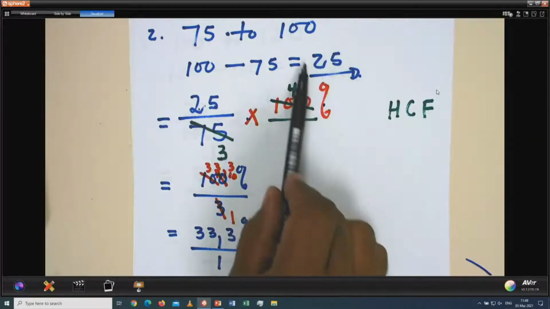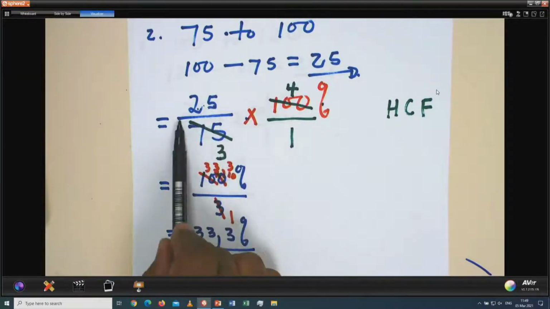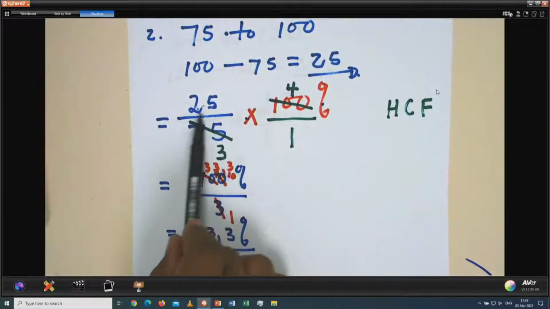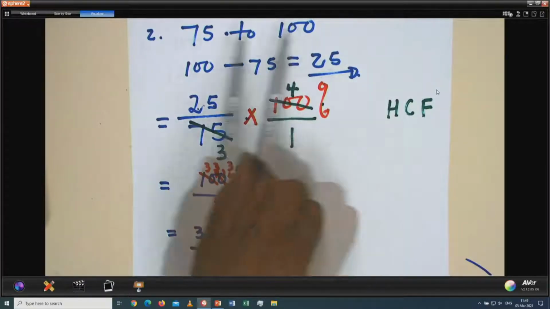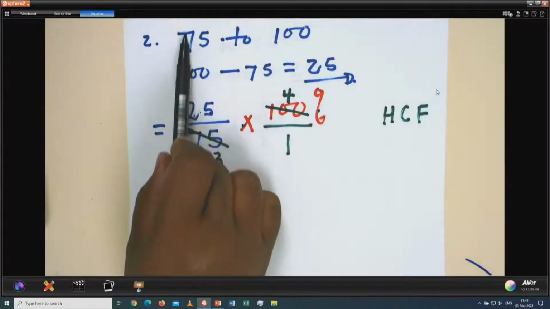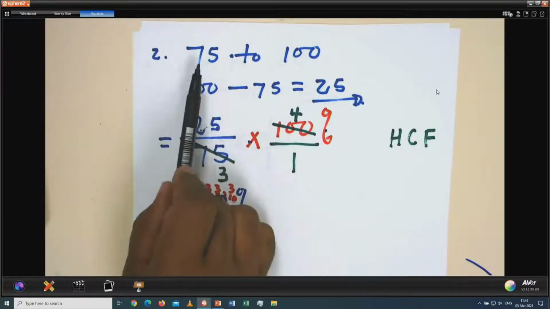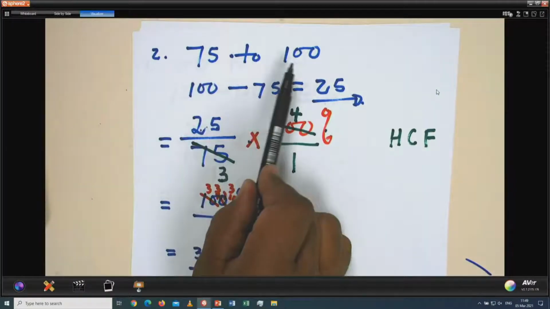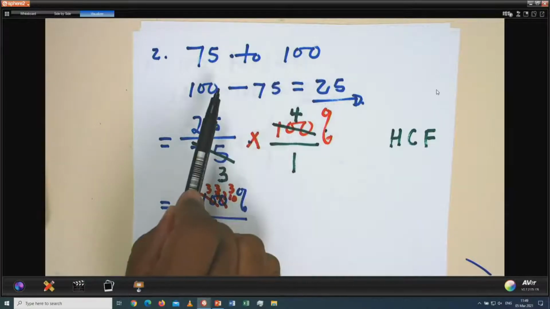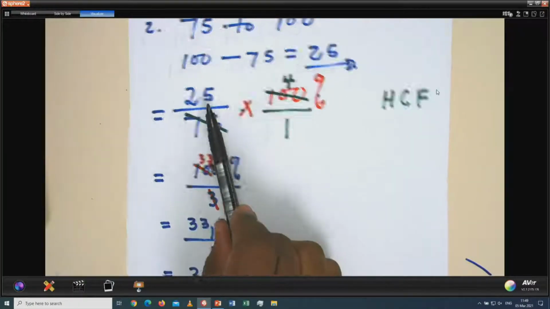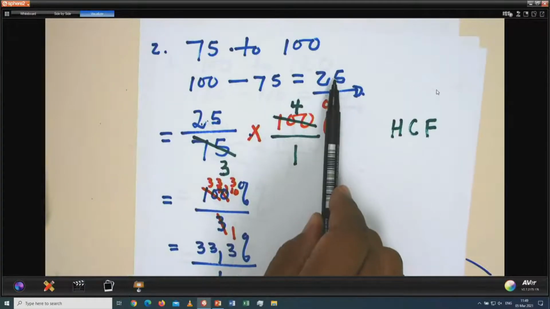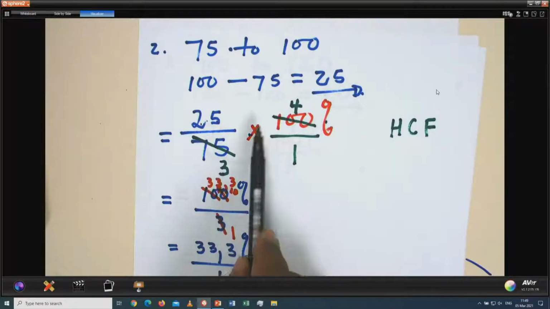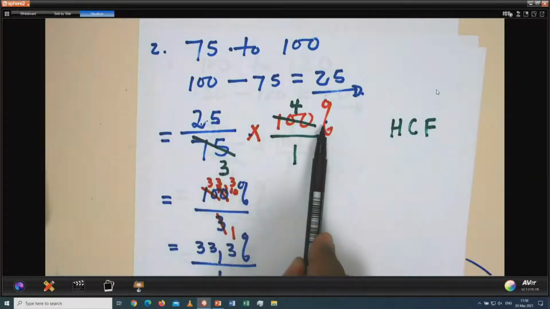Then now we say the difference, 25, divide by what? The original amount. Was it 100 or 75? Definitely it was 75, because we have moved from 75 to 100, not the other way around. Then now I have 25 of the difference divide by 75 multiply by 100%.